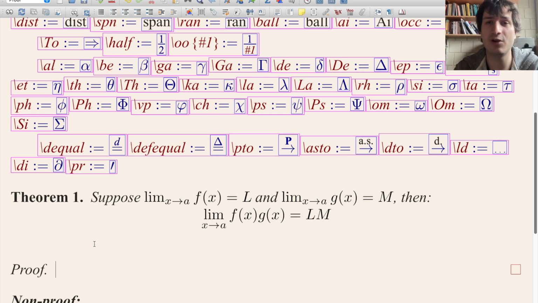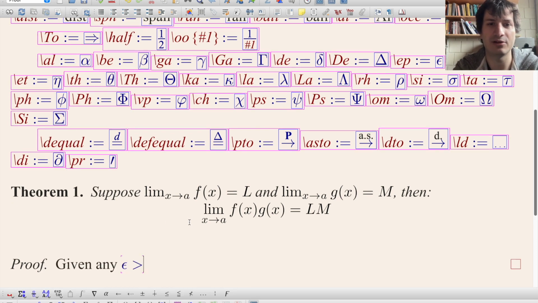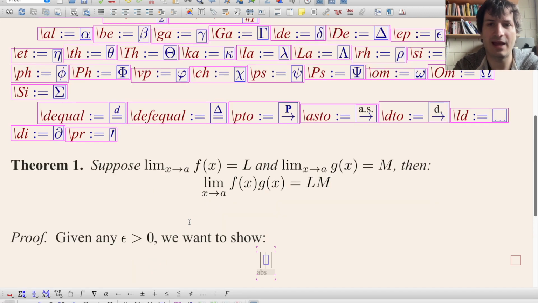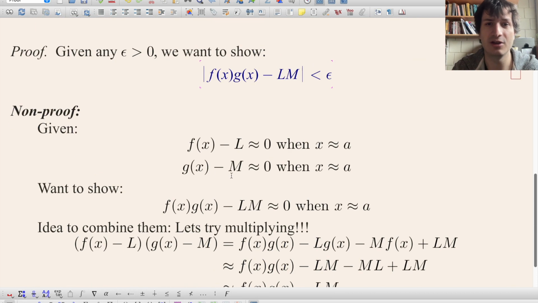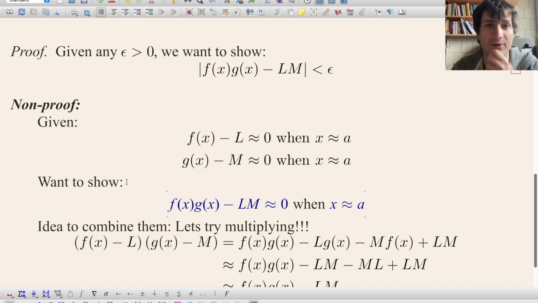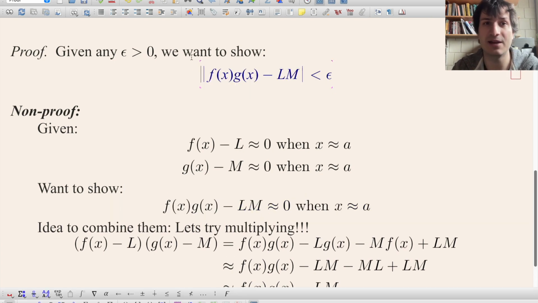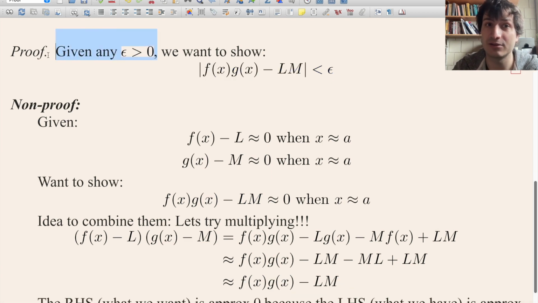And again, it's going to involve epsilon-delta. We're going to convert the stuff to epsilon-delta. So given any epsilon greater than 0, we want to show that the absolute value of f of x times g of x minus L times m is less than epsilon. This is the conversion of this result. This is what we want to show: f of x times g of x minus Lm is approximately 0. That means its absolute value is less than epsilon, and that's going to work for any epsilon greater than 0.